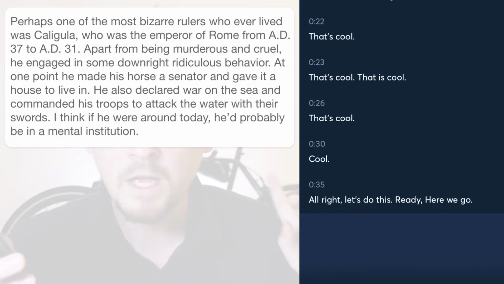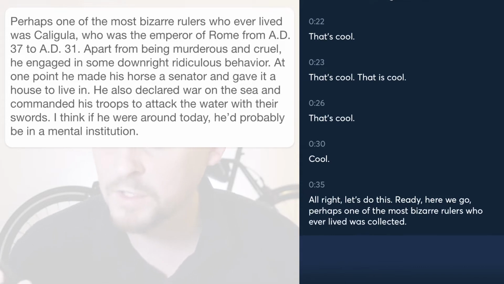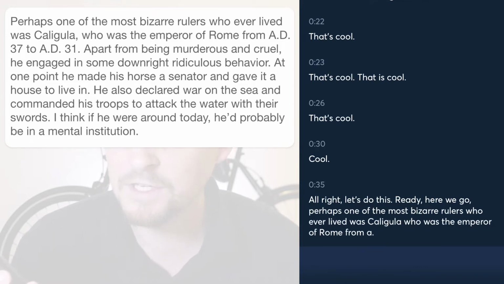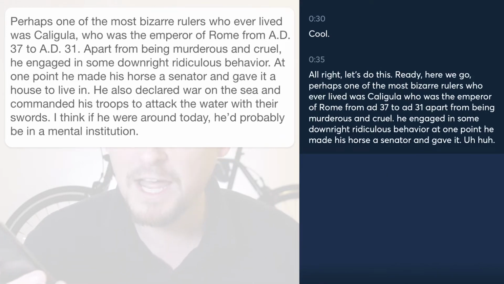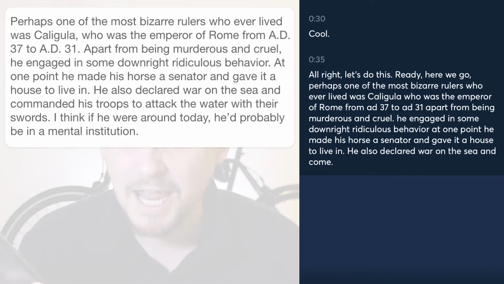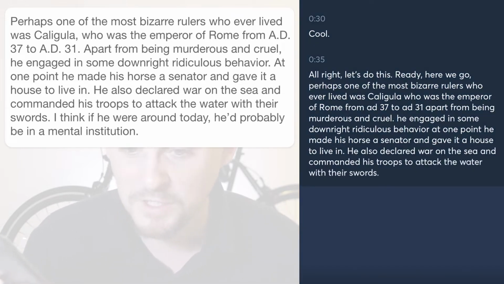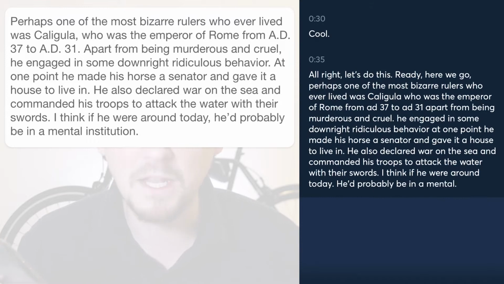Ready? Here we go. Perhaps one of the most bizarre rulers who ever lived was Caligula, who was the emperor of Rome from AD 37 to AD 41. Apart from being murderous and cruel, he engaged in some downright ridiculous behavior. At one point, he made his horse a senator and gave it a house to live in. He also declared war on the sea and commanded his troops to attack the water with their swords. I think if he were around today, he'd probably be in a mental institution.